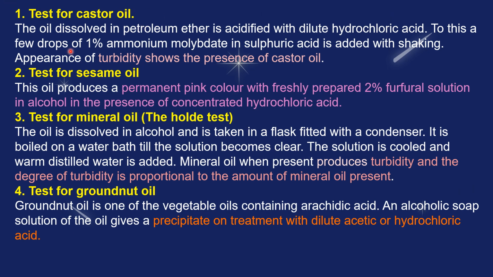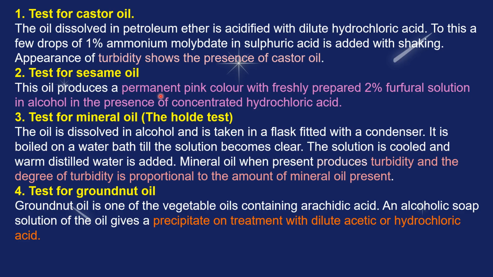Next, there can be some other oil mixed in another oil. For example, if we purchase sunflower oil, it can be mixed with castor oil also. In order to check the presence of this oil as an adulterant, we can perform this test. To check the presence of castor oil, if we add 1% sodium ammonium molybdate in sulfuric acid, turbidity will develop if castor oil is present.